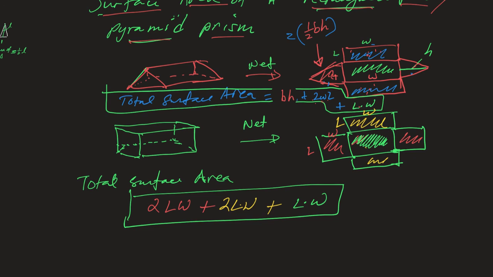You just have to add your numbers. So it's important to do the nets. Okay, find the area of each part of the net, and then just add them up, and then you get your total surface area.